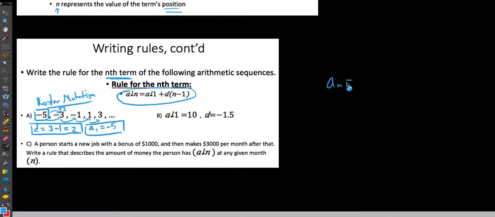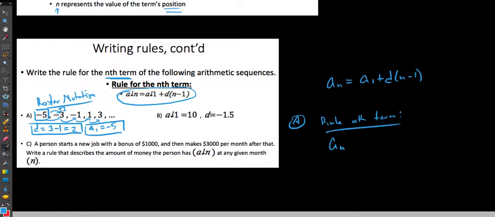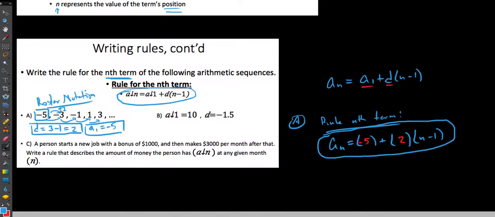So our nth term is always first term plus going up by d every time times n minus 1. If we're going to write the rule then for letter A, we'd say our rule for the nth term is that our nth term has a value of a1, which in this case, you can see over here, is -5. a1 has a value of -5. And it's going up by d every time, and our d value here is 2. So we put in our d value here, I'm going to put it in red. And then we take this times n minus 1. I'm going to go ahead and put a box around this, or circle it.